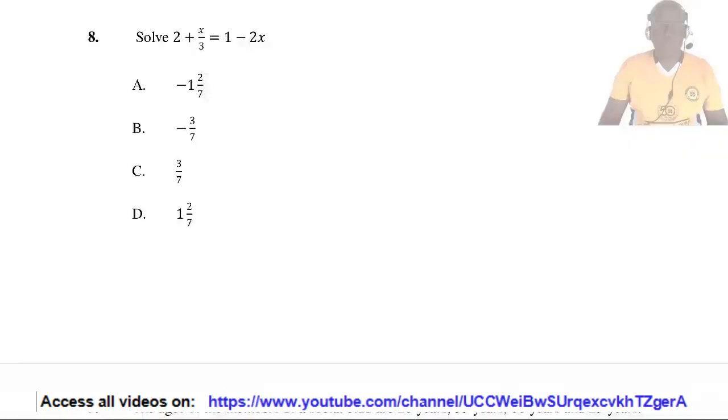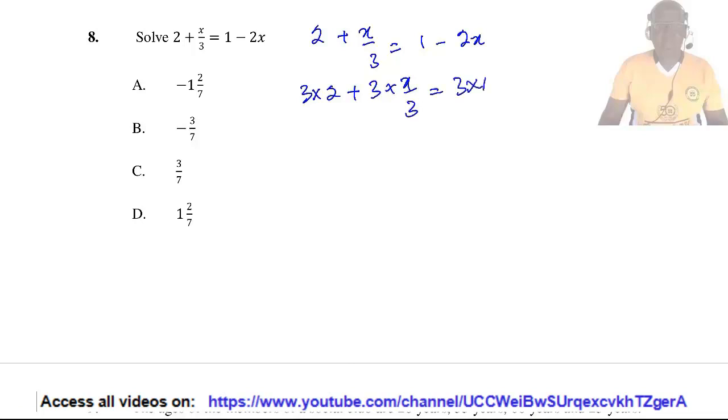Question 8. Solve 2 plus s over 3 to be equal to 1 minus 2s. That is 2 plus s over 3 equals 1 minus 2s. s over 3 is a fraction, so we shall eliminate the fraction by multiplying through the equation by 3. So 3 times 2 plus 3 times s over 3 is equal to 3 times 1 minus 3 times 2s. 3 times 2 is 6.